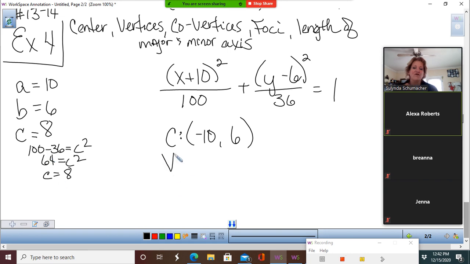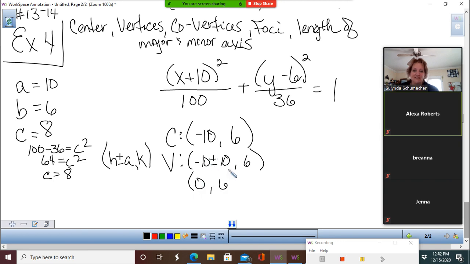So let's start with our vertices. Because the bigger number is under x, we are going to be taking our h value and adding and subtracting a to that, writing what's in our table up on top. So we have −10 plus and minus 10, and 6. We have −10 plus 10 is 0, 6, and −10 minus 10, or −20, 6. All right, let's talk about the co-vertices.